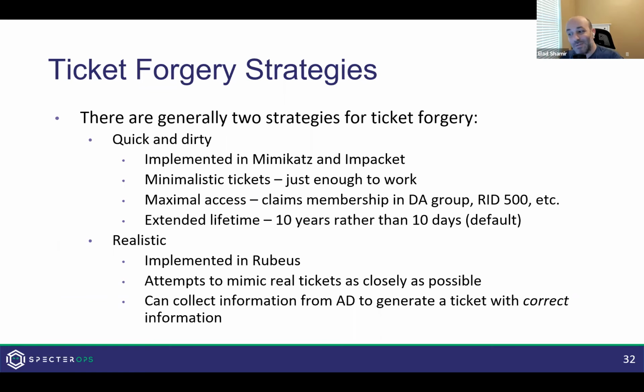This might have been good enough when ticket forgery was a new thing and Kerberos tickets didn't get much scrutiny. But nowadays, that's just asking for trouble. The realistic approach, on the other hand, implemented in Rubeus, tries to forge a ticket that is as close as possible to a real ticket. The Rubeus implementation can even pull all the required information from the DC to help you get everything right.